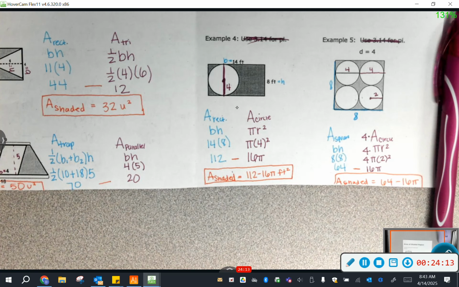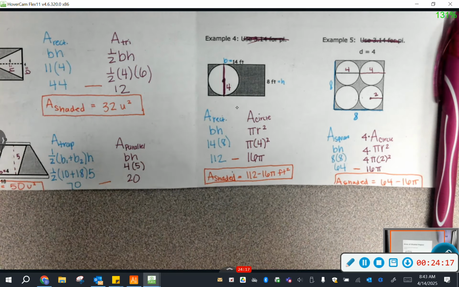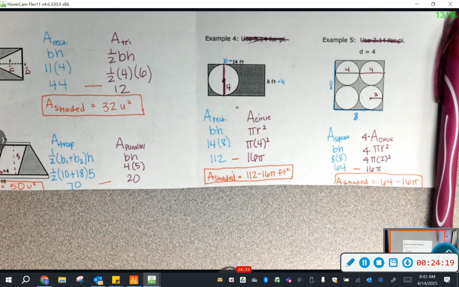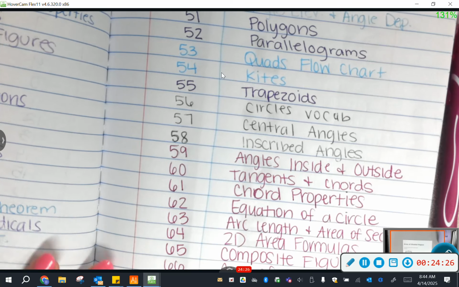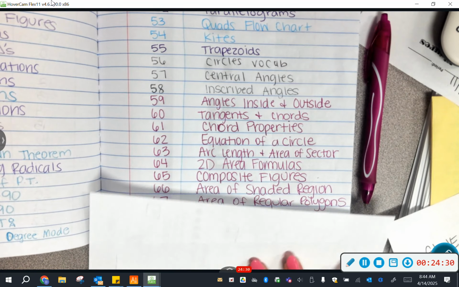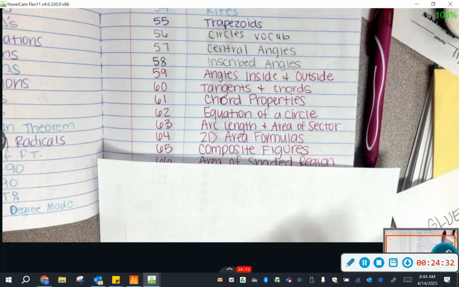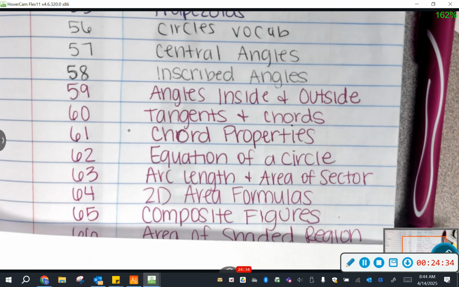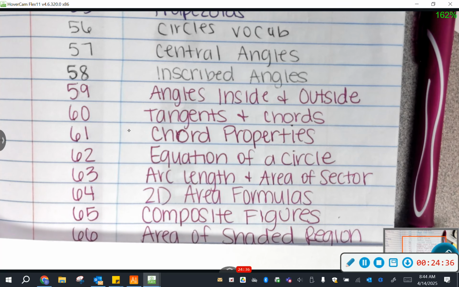All right, you are going to glue this onto page, what does it say? 66. Glue this onto page 66, please. We're doing 67 tomorrow. Glue this onto page 66.